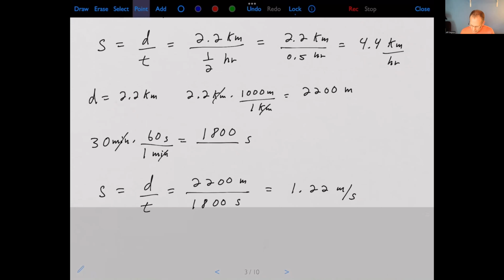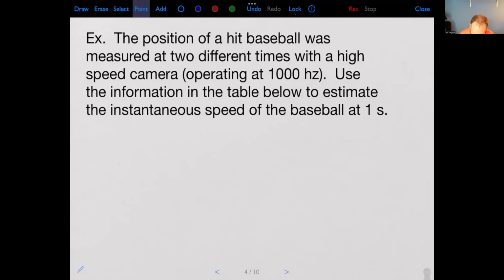Okay, let me do another example. Actually, this one on instantaneous speed. So in this case, you're told the position of a hit baseball was measured at 2 different times with a high-speed camera. Use the information in the table below, I'll draw out the table in a second, to estimate the instantaneous speed of the baseball at 1 second.